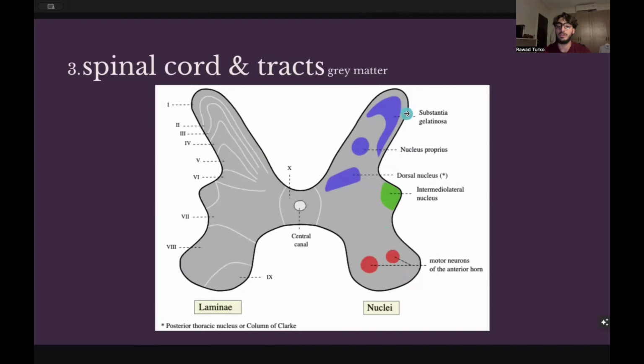And again, all of these would coincide with specific segments of the Rexed lamina. So, for example, substantia gelatinosa is lamina 2, and nucleus proprius is 3 and 4. But again, you don't have to know. You shouldn't try to waste your time with the Rexed lamina. It's not that important. Okay, all right.